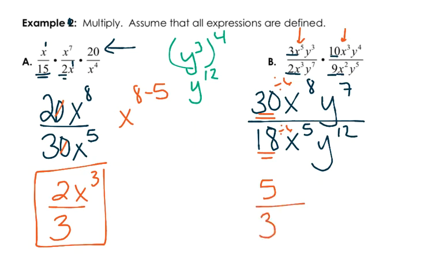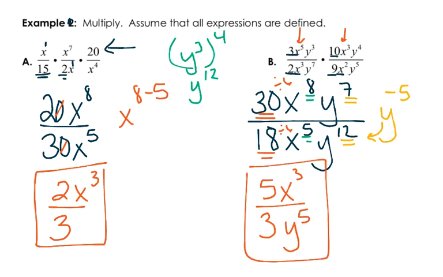Look at your x's. You have 8 in the numerator, 5 in the denominator. 8 minus 5 is x cubed. Your y's, you've got 7 in the numerator, 12 in the denominator. 7 minus 12 is really negative 5. If you have a negative exponent, that needs to go to the denominator. Or you could just look to see you've got extra y's in the denominator, so it's y to the 5th.